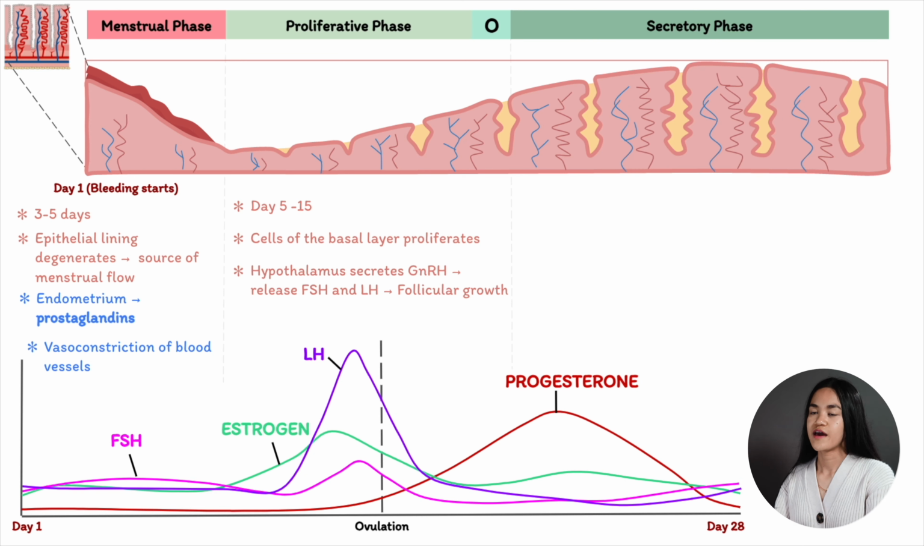The secretory phase is from day 15 to 28 of the cycle, and this corresponds to the luteal phase of the ovarian cycle. At this stage, the endometrium is preparing for the potential implantation of an embryo. It's waiting for a guest to come through and stay. And during this phase, the corpus luteum develops and produces large amounts of progesterone. And progesterone transforms the endometrium to an actively secreting tissue.